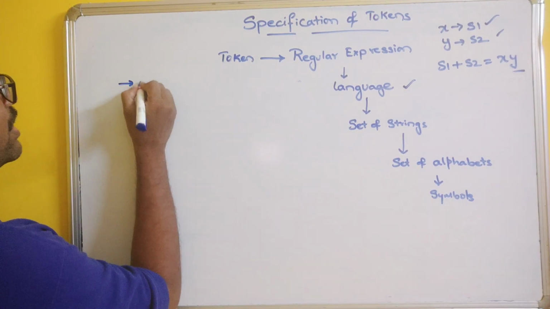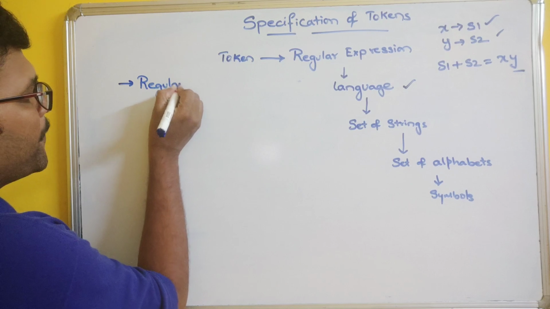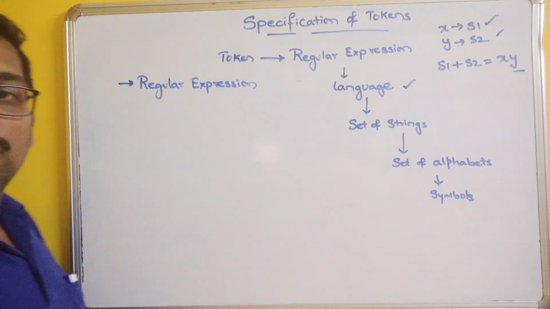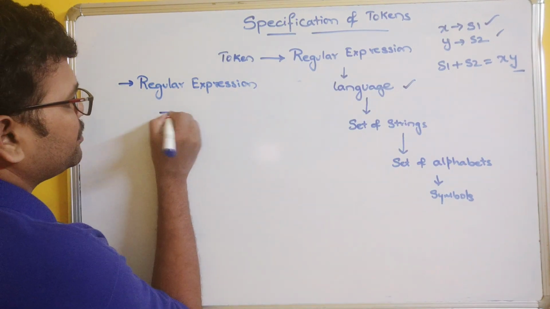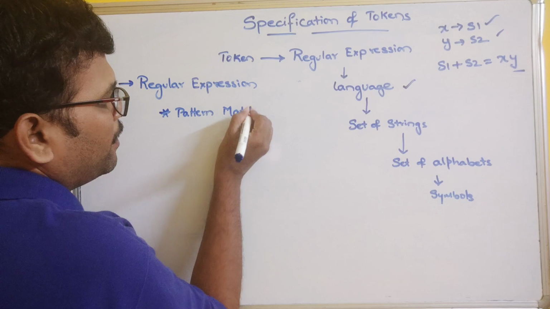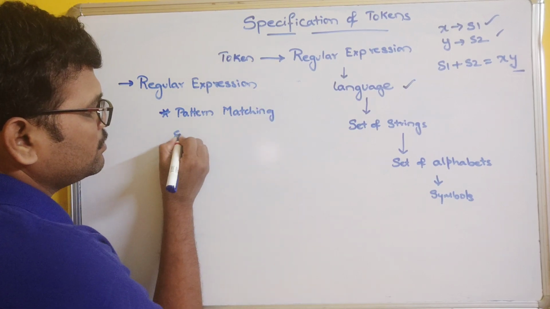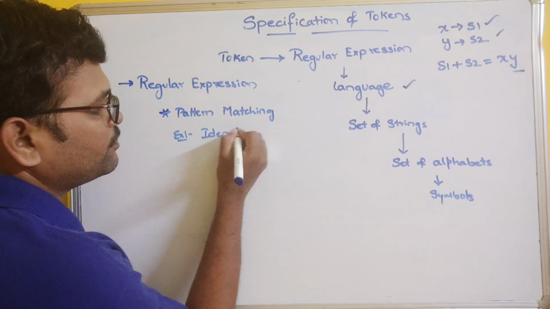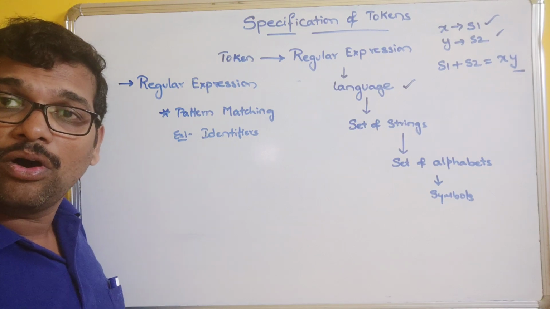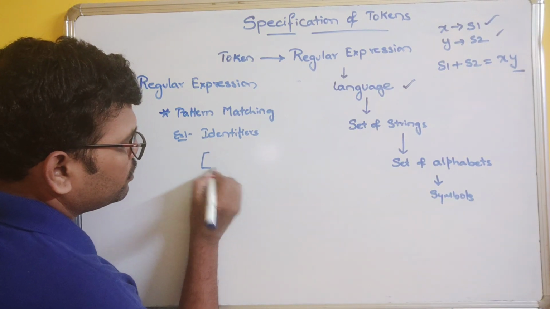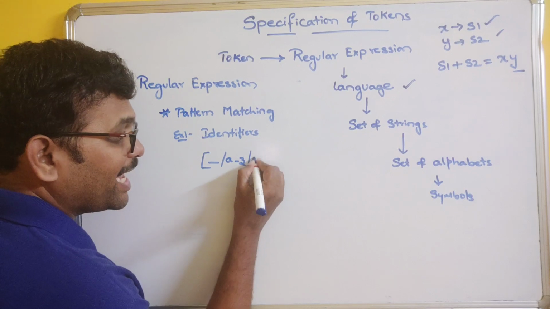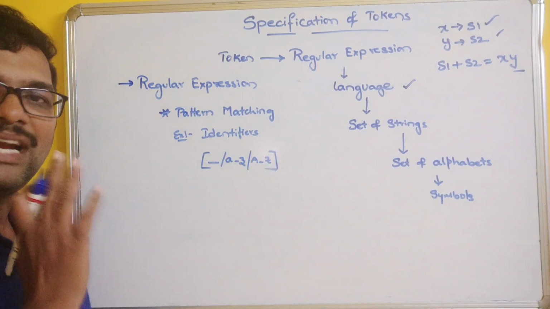The next one is the regular expression. Usually it has some pattern matching. I'll tell you one example, for an identifier. We know that an identifier should start with either an underscore or an alphabet. That can be A to Z or capital A to capital Z. So it always starts with this.